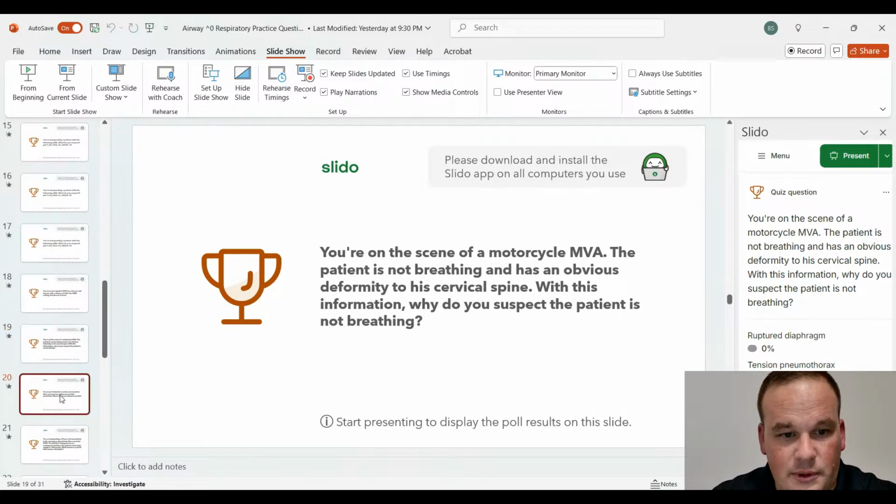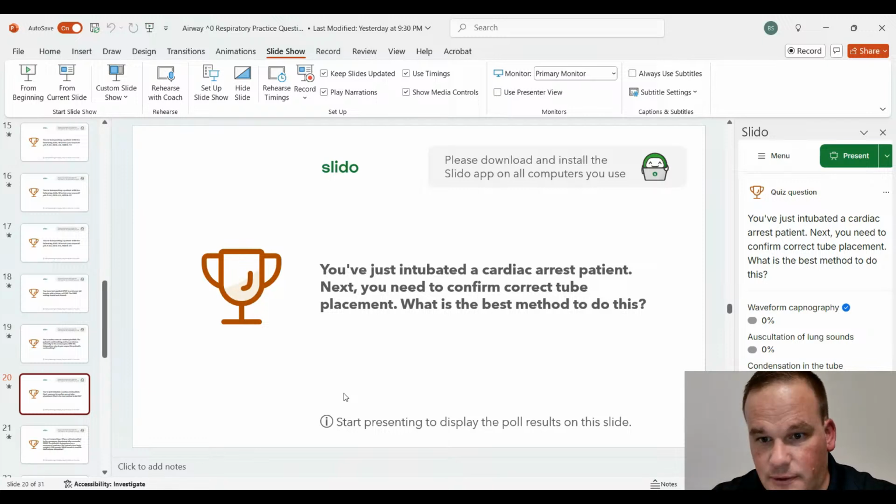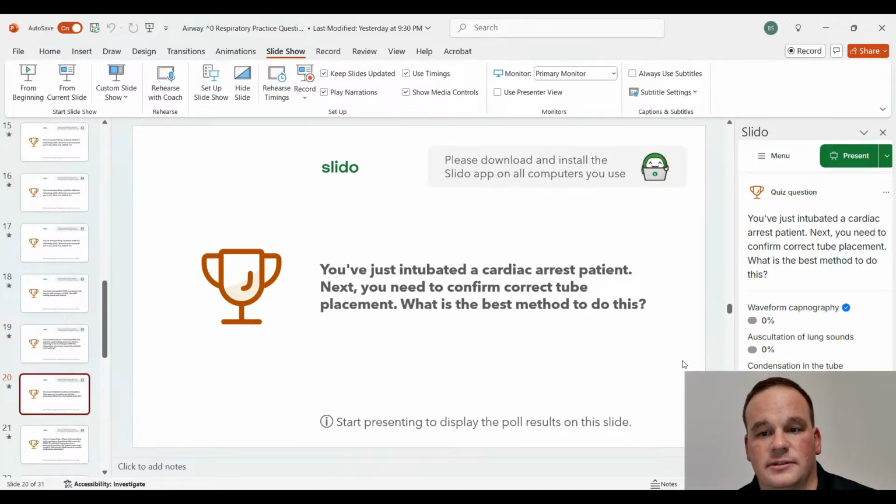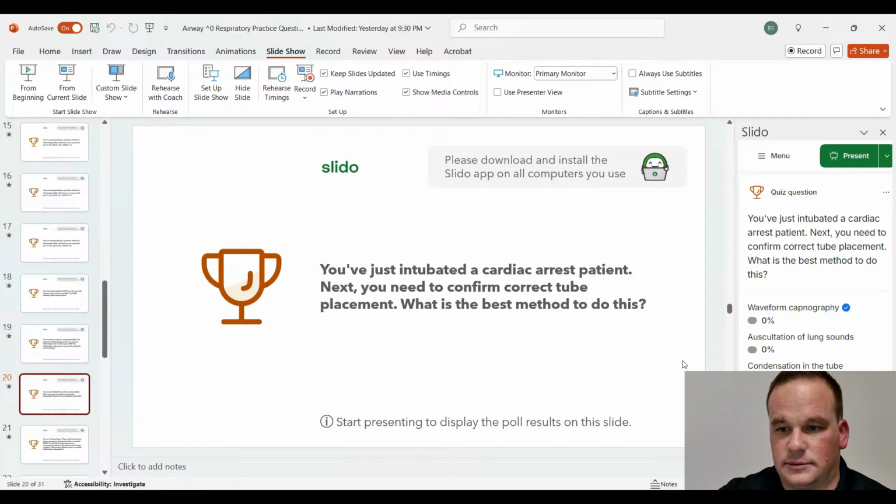And we'll do a few more, and then I'll jump over to the chat just to make sure that I get any questions answered, as I haven't been able to look at those throughout the live session here. So you just intubated a cardiac arrest patient. Next, you need to confirm correct tube placement. What is the best method to do this?